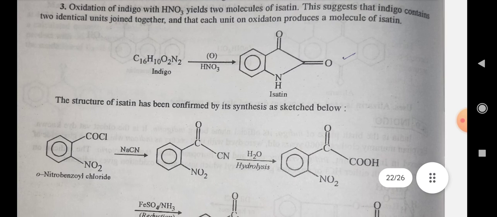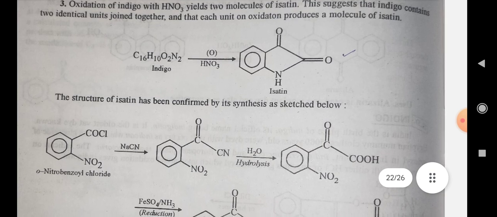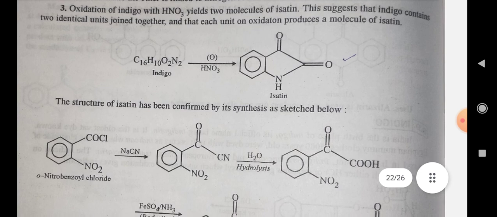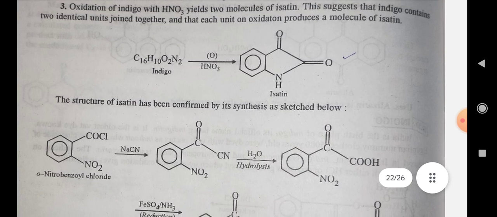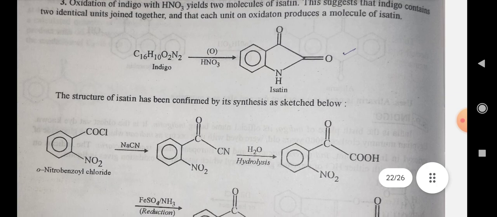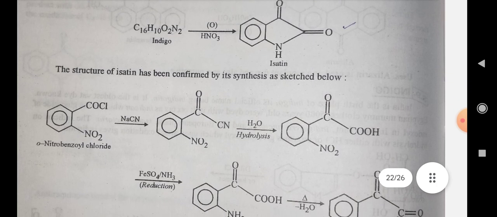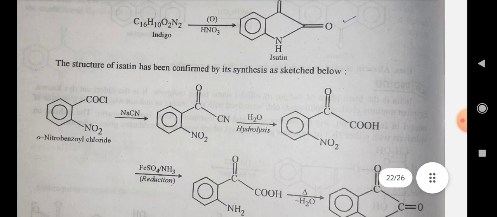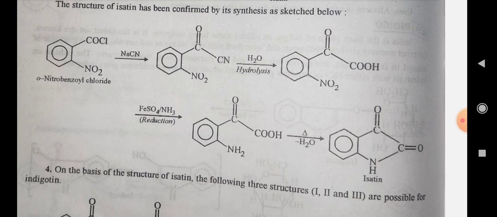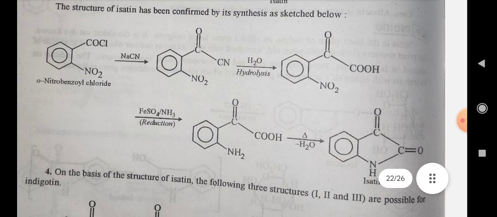Oxidation of indigo with HNO3 yields two molecules of isatin, which suggested that indigo contains two identical units joined together, and that each unit on oxidation produces a molecule of isatin. When indigo is oxidized, isatin is formed as a product. The structure of isatin has been confirmed by its synthesis, sketched below.